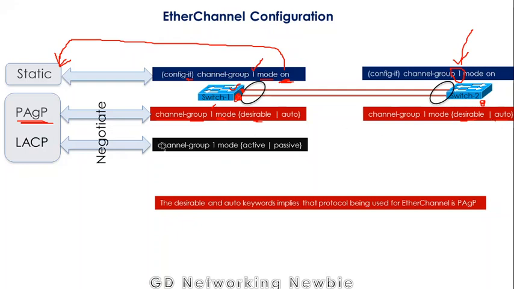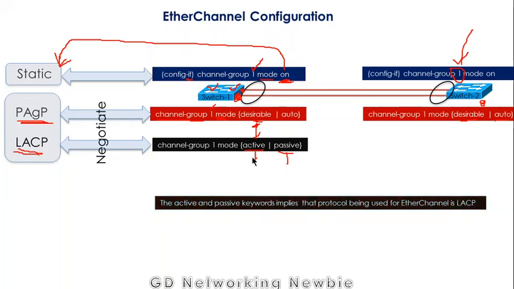And for LACP, we have the same command, only here is the difference. In the mode, we have active mode and passive mode. Active mode is exactly the same as desirable mode. So if on this switch you want to use this protocol, then we have to use these two keywords. And active means that if we select active mode on this switch, this switch has to start the negotiation process.